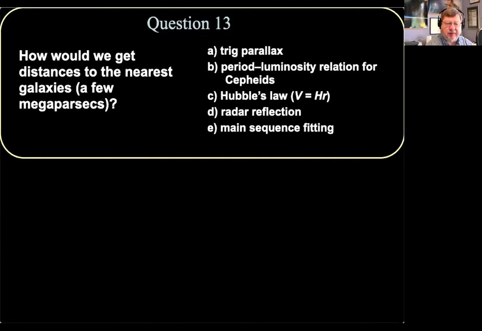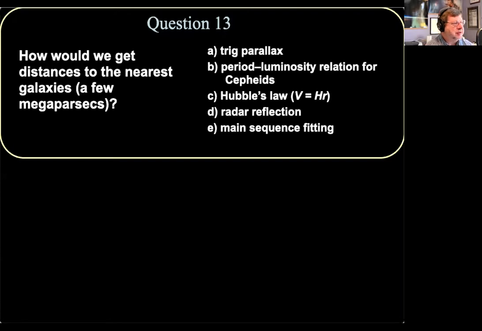Okay, so most of you chose Hubble's law. And I suppose you could use Hubble's law for the nearest galaxies, but you wouldn't want to. The reason you wouldn't want to is because when you're talking about galaxies that are near to us, they have significant peculiar velocities that are actually larger than the expansion velocity, the cosmological velocity. And so it's just not a good measure.